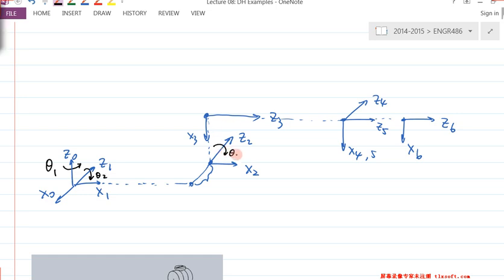Z4, same thing. So theta 5. Z5, going this way, theta 6. Okay? So that's the six drawing motions set here. Is that good? So what is that Z6 if we don't have the joint for it? No, Z6 is about Z5, not about Z6. Theta 6 is about Z5.